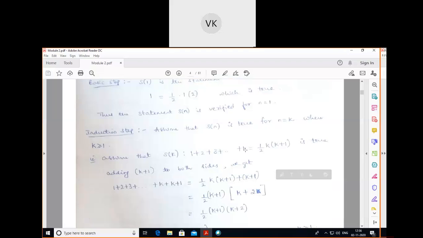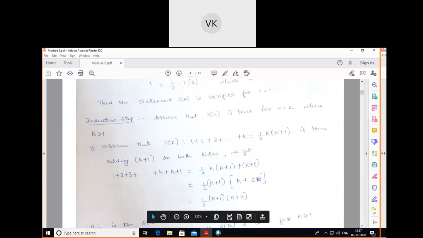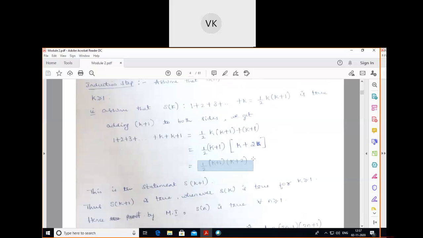Here you see only k is there. In place of k, to this I am going to add k plus 1. Here you see 1 plus 2 plus 3 plus so on k plus k plus 1. To the LHS we have added k plus 1. So to balance the expression, to the RHS again I am going to add k plus 1. After this we have to simplify this one until we get this result.